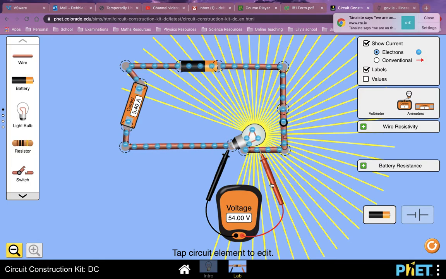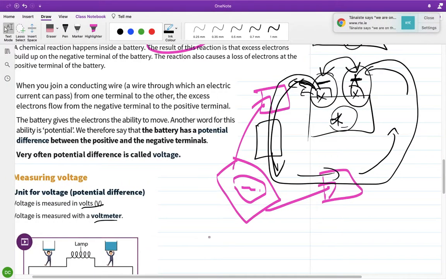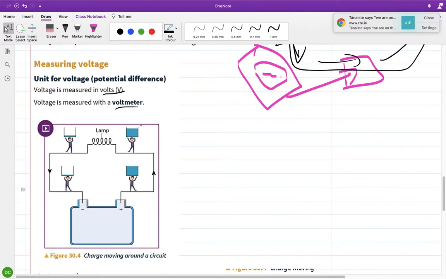Okay, that is the potential difference between the left-hand side of the bulb and the right-hand side of the bulb. So it's kind of like, here's this person here, right? So this is an idea of how potential difference works.